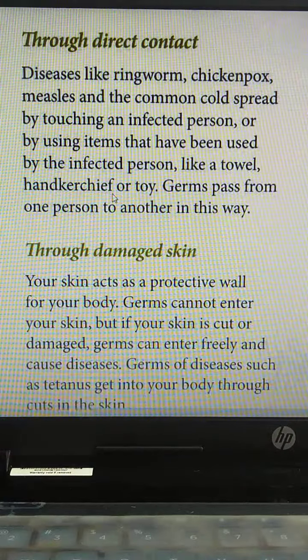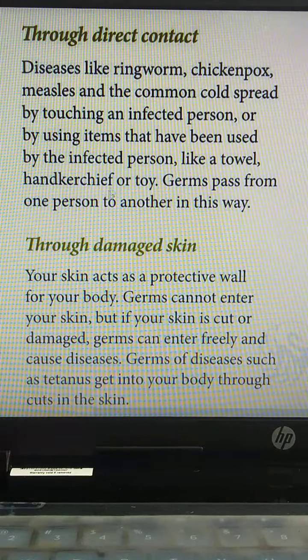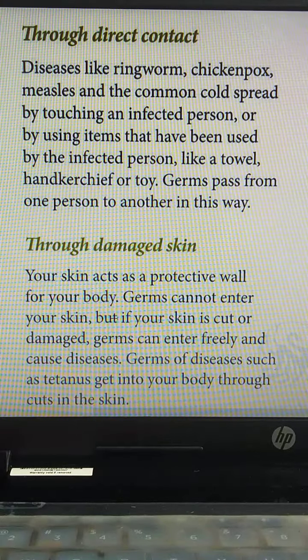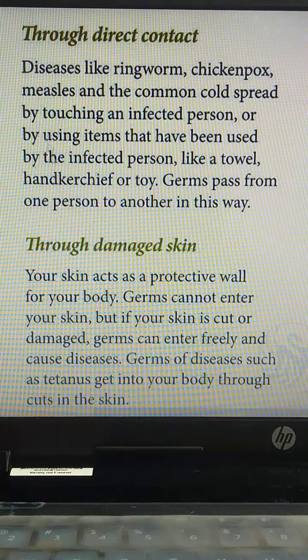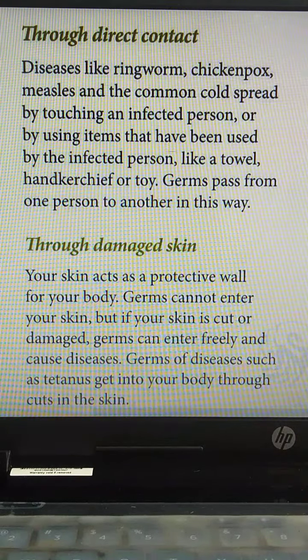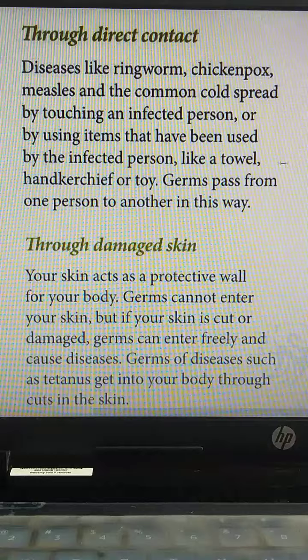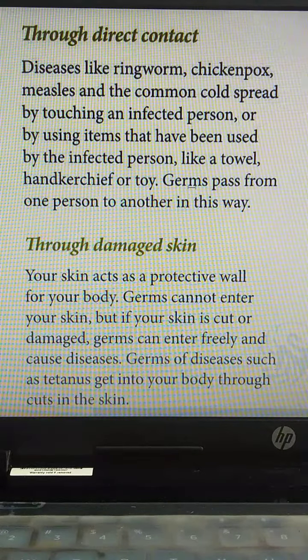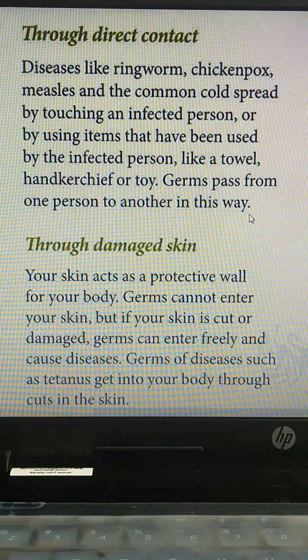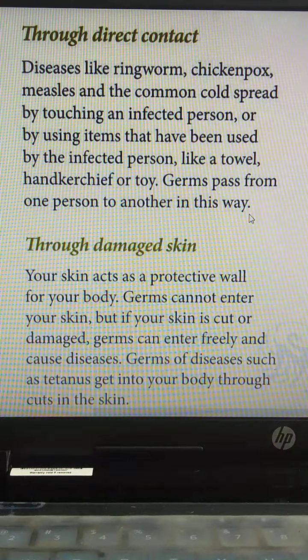Then through direct contact. So through direct contact, how did that disease used to come? Through direct contact, diseases like ringworm, chickenpox, measles, and the common cold spread by touching an infected person or by using items that have been used by the infected person, like a towel, handkerchief, or toy. Germs pass from one person to another in this way. Just imagine you touch that person.